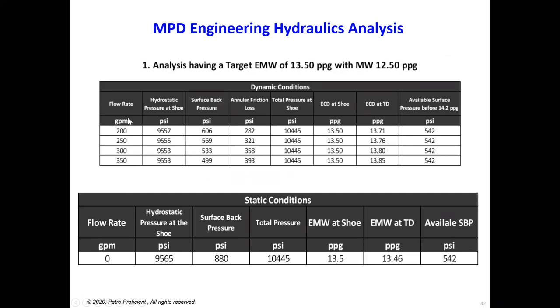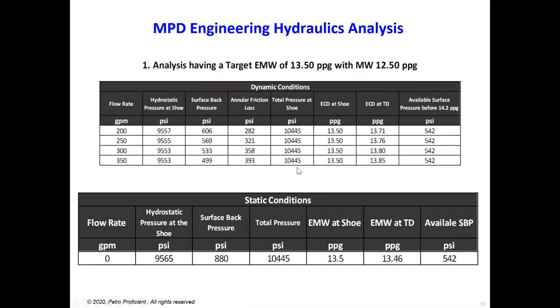So you have your flow rate here: 200, 250, 300, 350. You have your hydrostatic pressure at the casing shoe. You have your surface back pressure: 600, 500, 433, 400, different surface back pressures that you're considering based on these flow rates. Your flow rate will affect your friction pressure loss, so this friction pressure loss changes here.